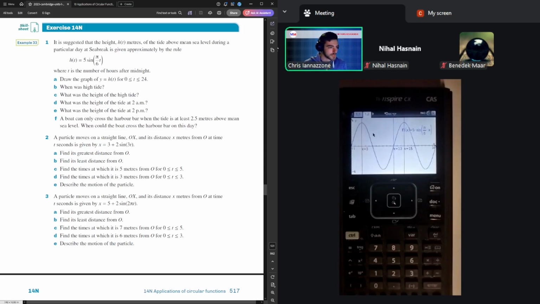But yeah, nice. That gives away part C, which was what was the height of the high tide. It was going to be 5, making sure we give a unit, so in this case, meters. h of t is in terms of meters. What was the height of the tide at 2 AM and 2 PM? Those are more or less the same question. What are we doing there?